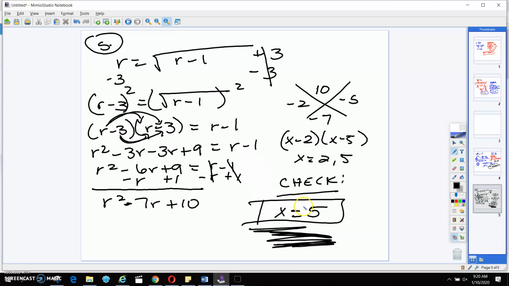You're taking 5, and you're going to plug it in here. So this is going to give me 5 minus 1, which is going to give me 4. Square root of 4 is 2, plus 3 is 5. And that's what we want to equal on this other side.